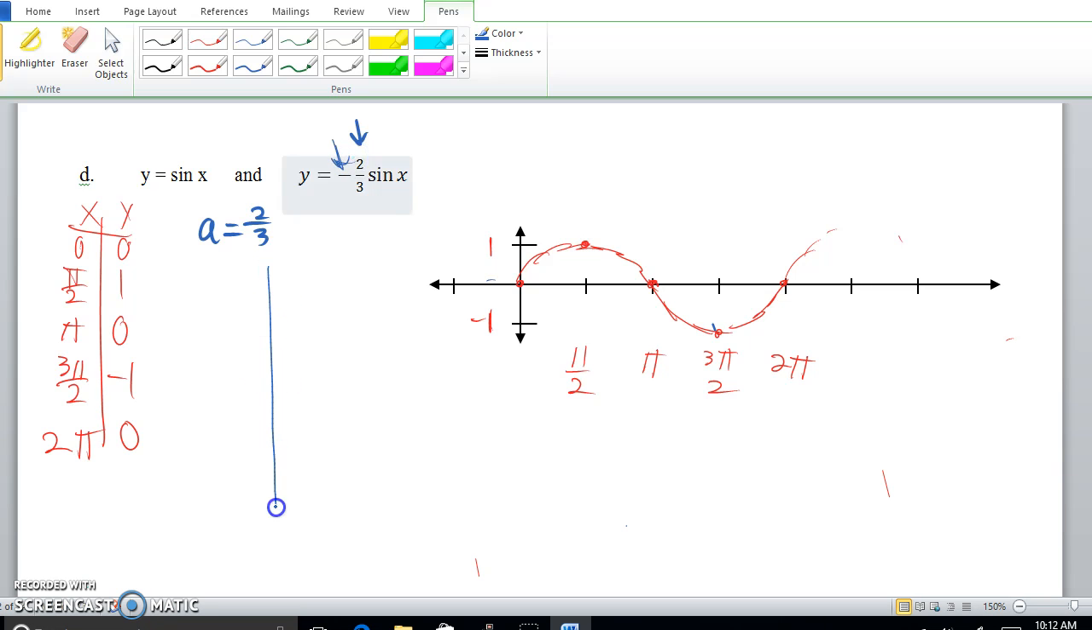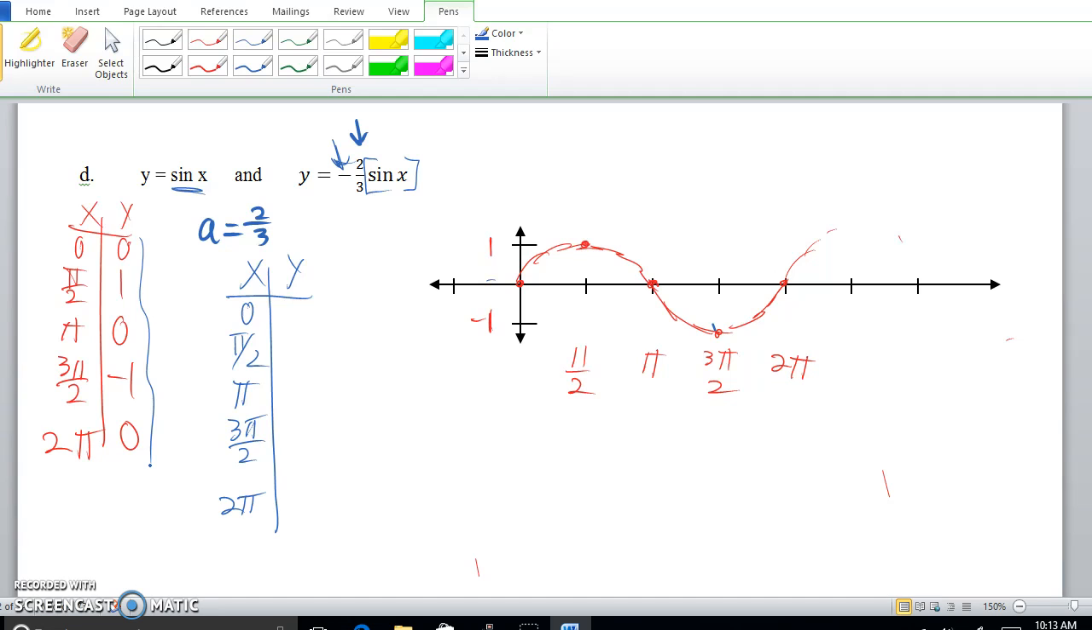So let's see that. All right, so we got our x, y. Once again, we're going to plug in 0, pi over 2, pi, 3 pi over 2, and then 2 pi. Okay, sorry about this. All right, so what we'll do here is basically all these results, you know what sine of x is. Sine of x is just getting multiplied by -2/3. So you can take all these results from this table and multiply them by -2/3.